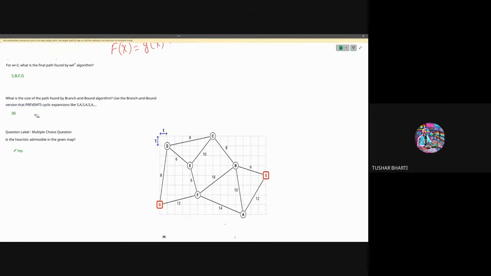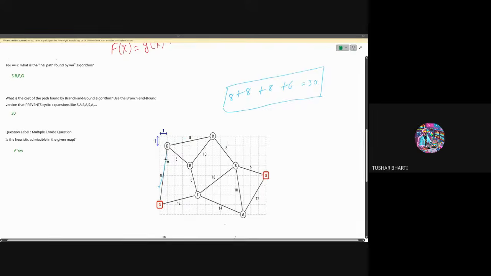So what I do for solving this question is I simply try to find the smallest path. The smallest path for me in this question will be from S to B, B to C, C to D, and D to G. I will add all these costs: 8 plus 8 plus 8 plus 6. This will give me 30. This is how I solve this question. You can check this is the smallest path from the starting node to the goal node in this graph.